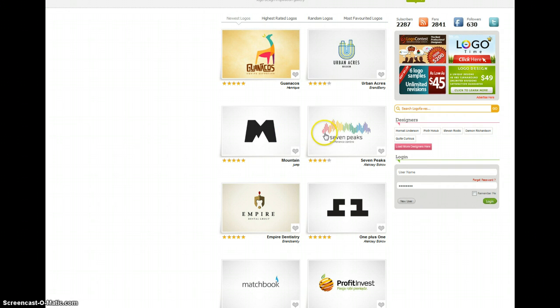And then this one, Seven Peaks, is a conference center. The vertical lines were drawn showing mountains. It comes in 7 colors, and it represents the 7 different rooms that are in the conference center, which are named to individual mountain ranges.